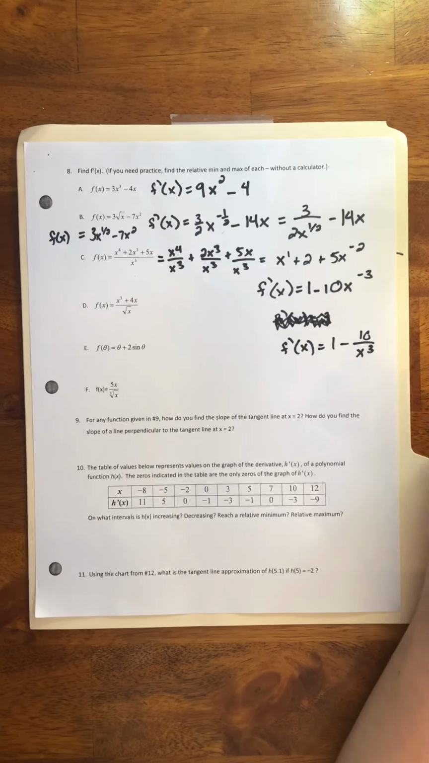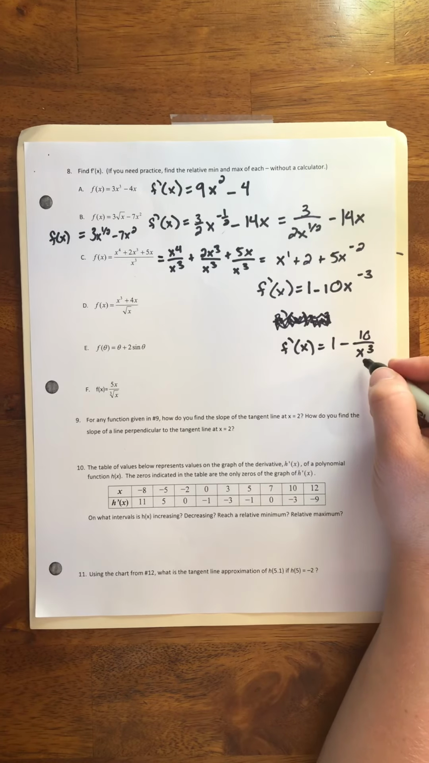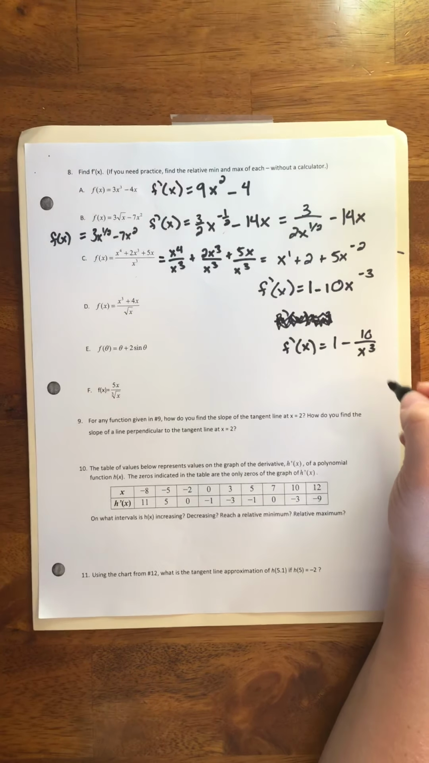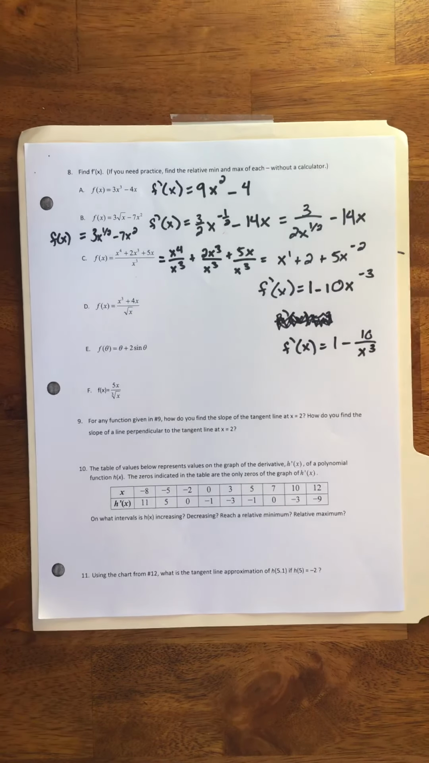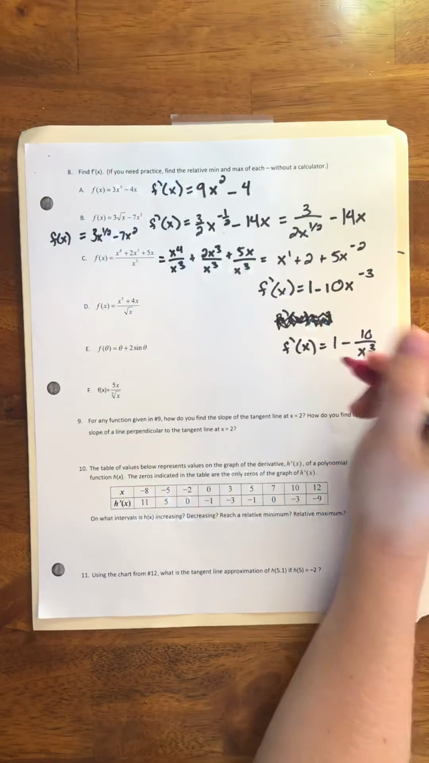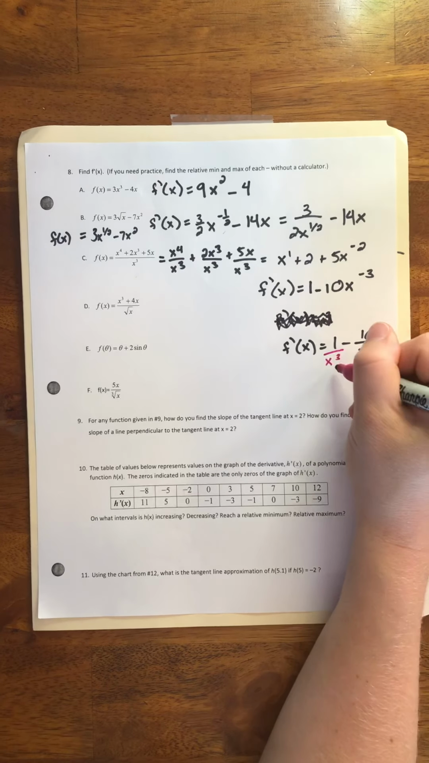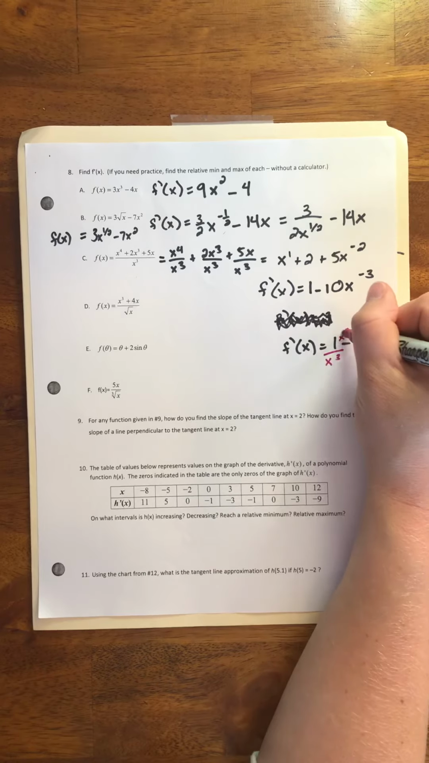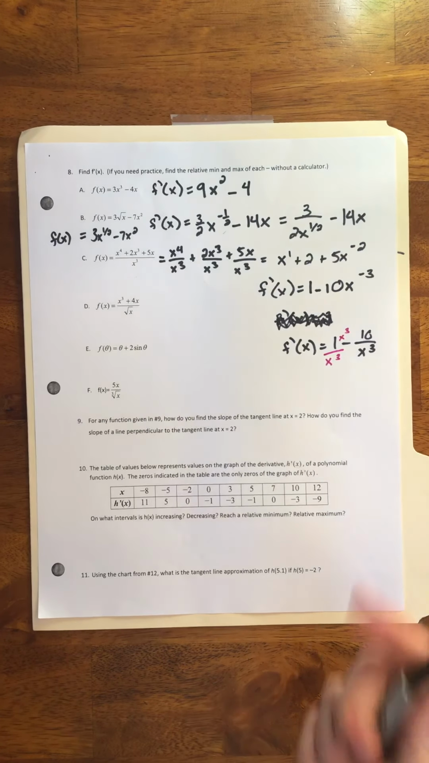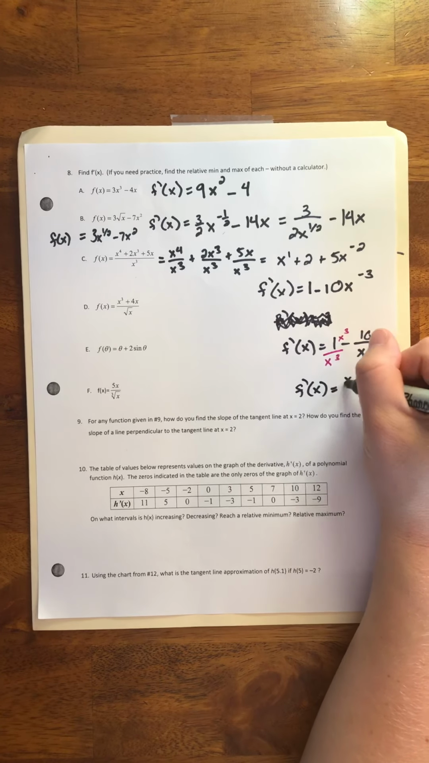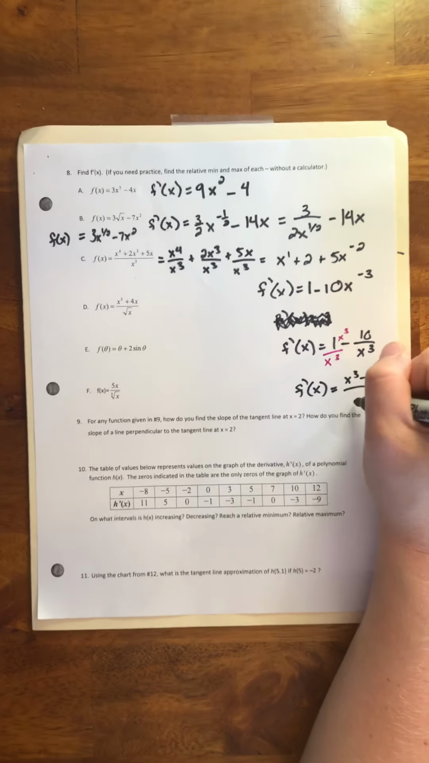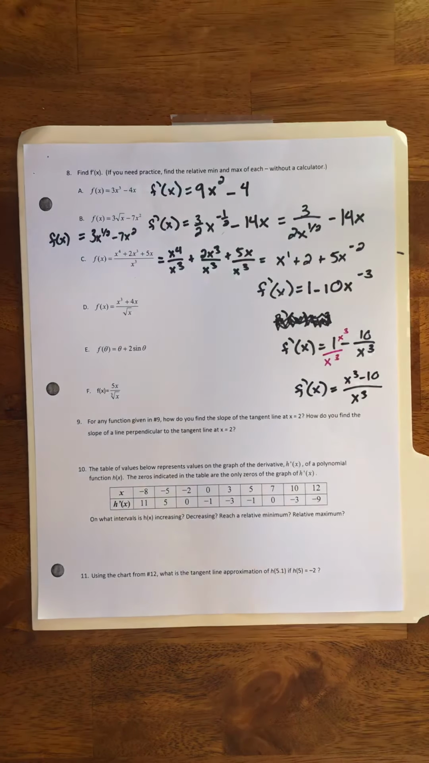And just because this is good fun, if I wanted to write this as a single fraction, the way that I would do that is that I would make sure that I could multiply that 1 by something so that it would have a common denominator of x to the 3rd. But I can't just do that without multiplying the numerator. So I could say that this derivative is x to the 3rd minus 10 over x to the 3rd also. Just another way to write it, just so you're aware that this is actually a thing that you can do if there's different answers.